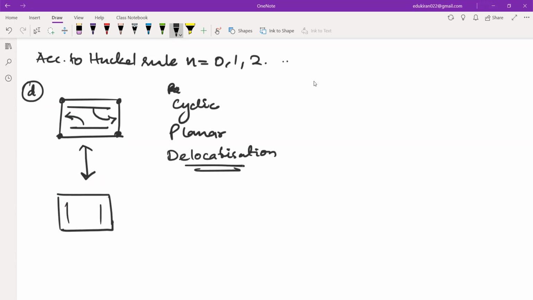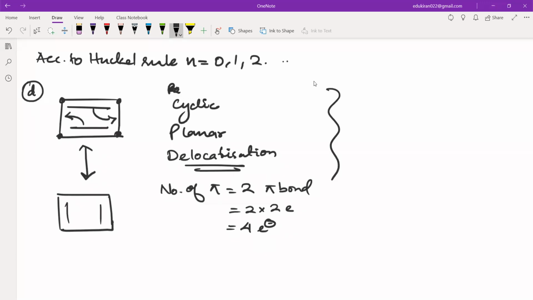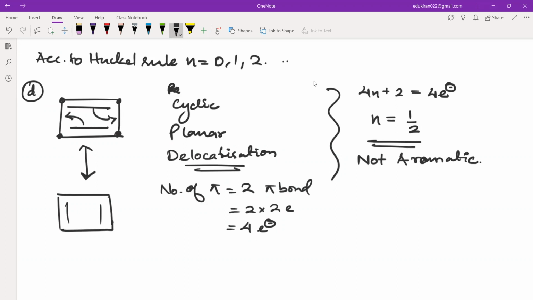Now, the next criterion is the number of pi electrons. So the number of pi electrons is equal to, there are 2 pi bonds. That means 2 into 2, since in one bond there are 2 electrons, which will be equal to 4 electrons. And again, we need to satisfy the Huckel rule. So Huckel rule says 4n plus 2 is equal to 4 electrons. Now here we find the value of n. So n again will be equal to 1 by 2. And that is why it is not aromatic. Why? n should be 0, 1, 2, 3 and so on. n should be a whole number. And since n is not a whole number, it is not aromatic.